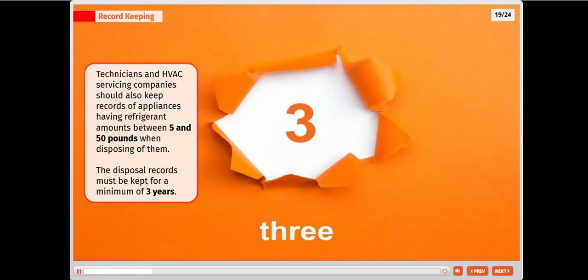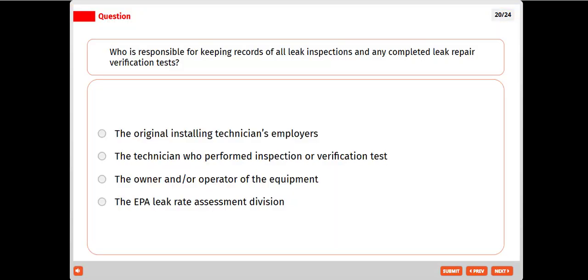Technicians and HVAC servicing companies should also keep records of appliances having refrigerant amounts between 5 and 50 pounds when disposing of them. The disposal records must be kept for a minimum of 3 years. Who is responsible for keeping records for all leak inspections and any completed leak repair verification test? The original installing technician, the technician who performed the inspection or verification test, the owner and the operator of the equipment.